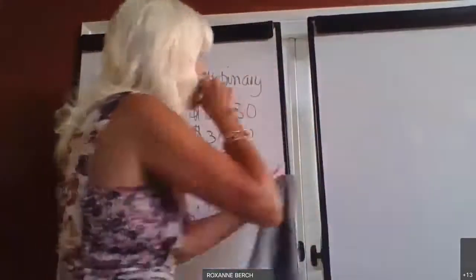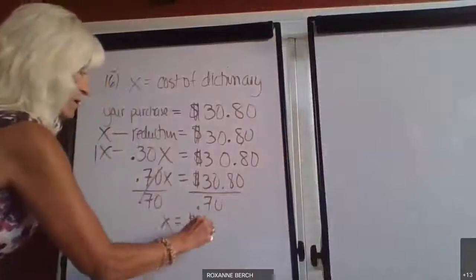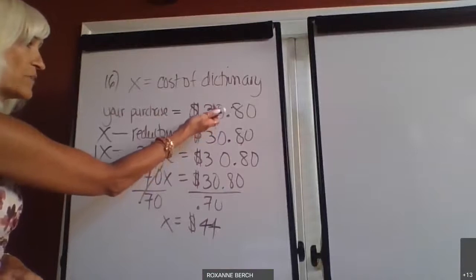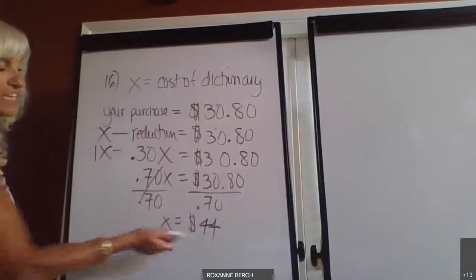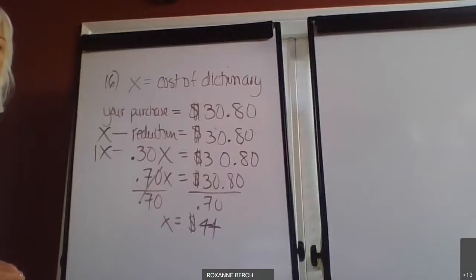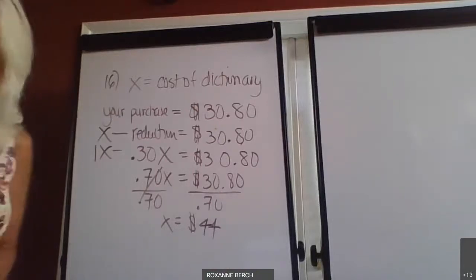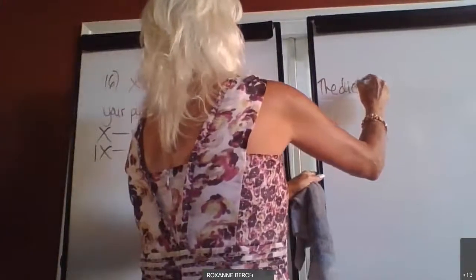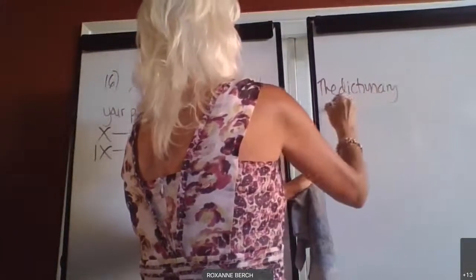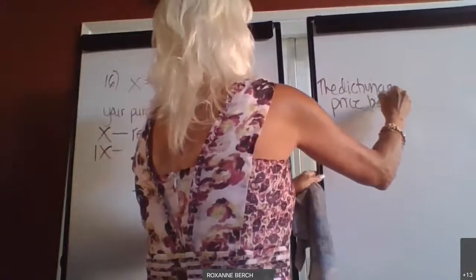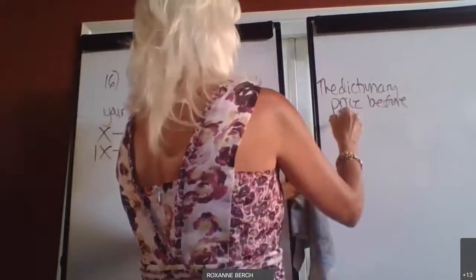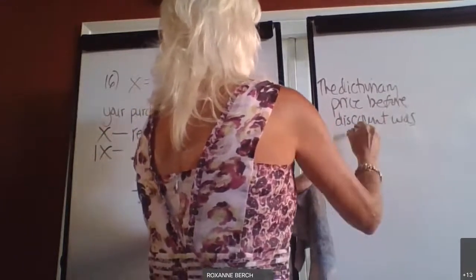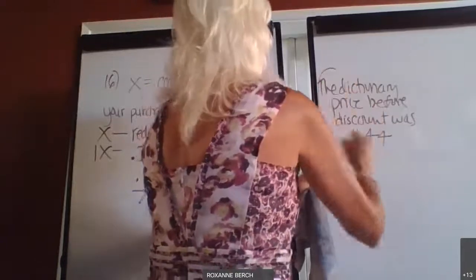44? Yeah. So that makes sense, right? If we paid $30.80 with the discount, wouldn't the original price be $44? Yeah. So the price of the dictionary before the discount was $44.